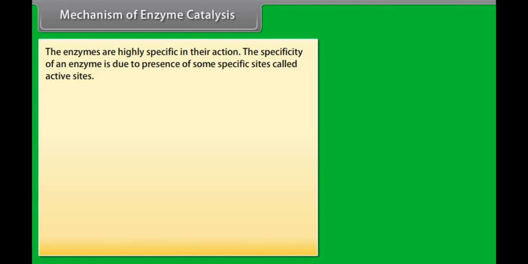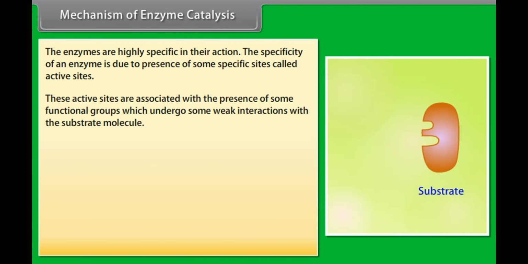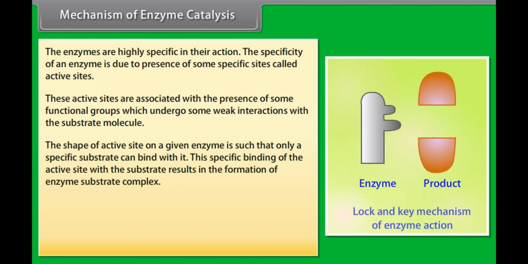The enzymes are highly specific in their action. The specificity of an enzyme is due to presence of some specific sites called active sites. These active sites are associated with the presence of some functional groups which undergo some weak interactions with the substrate molecule. The shape of the active site on a given enzyme is such that only a specific substrate can bind with it. This specific binding of the active site with the substrate results in the formation of enzyme-substrate complex.